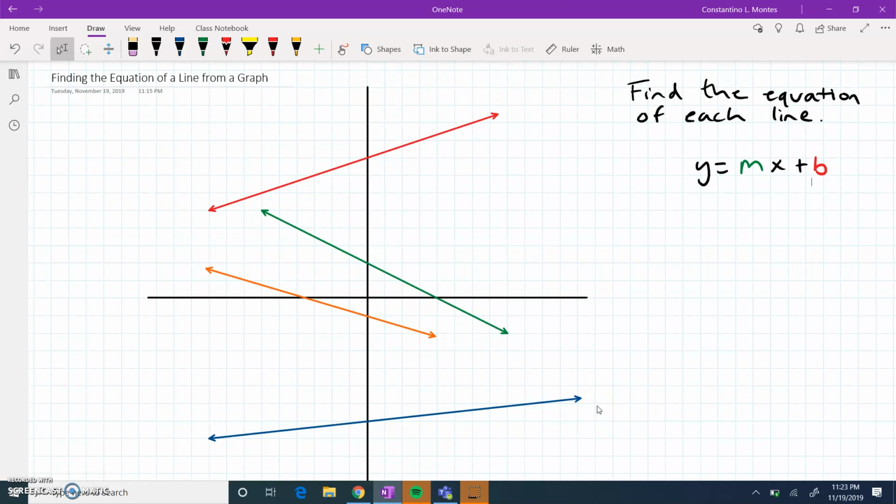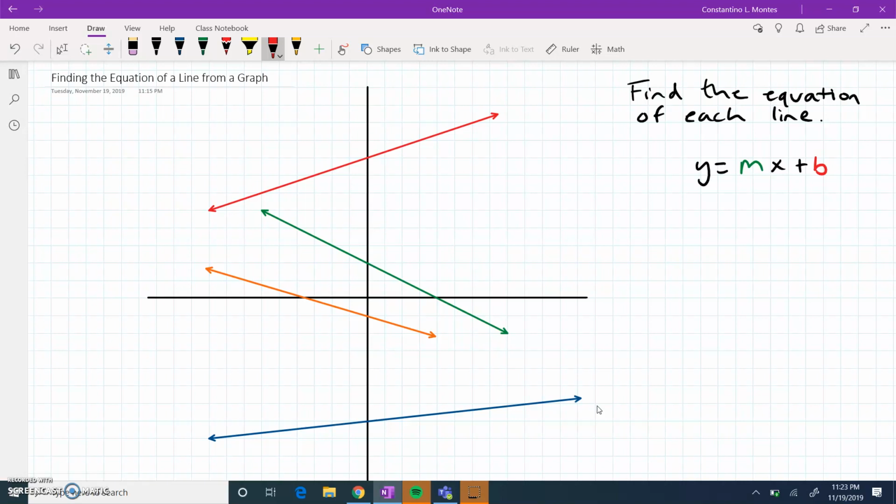All right, guys. So we're going to go ahead and go over finding the equation of a line given a graph. We have our instructions over here. Find the equation of each line. We have 1, 2, 3, 4 graphed on here. I color coded them so that we can tell which one's which.